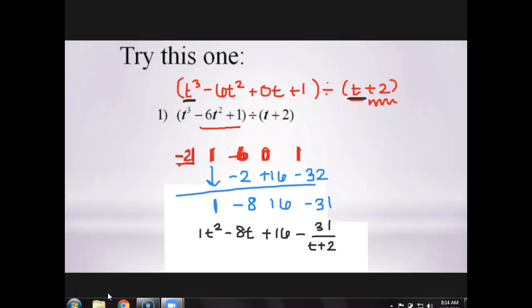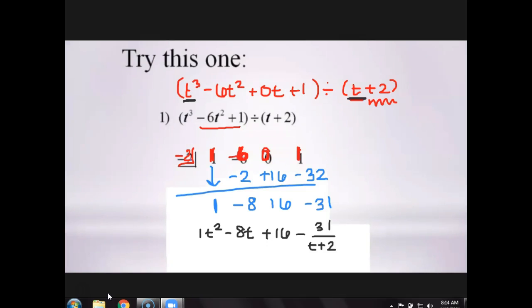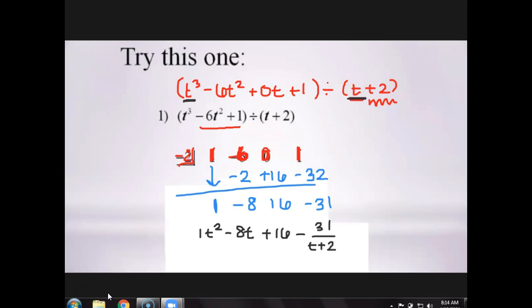What I want to do is show you how this example compares to the long division that we previously did yesterday. If you were setting this up for long division, you would have said, okay, t plus 2 goes on the outside. T cubed minus 6t squared plus, let me get myself a little more space.